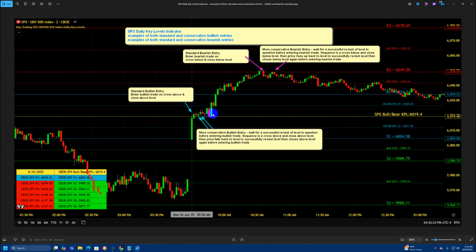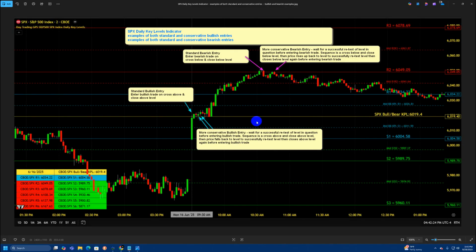Now, just to clarify, the stop loss on either one of these entries, whether you took this standard bullish entry or the more conservative retest required bullish entry, your standard stop loss is the first midpoint level below the level in question you're taking the entry from. In this sequence, this is taken from the BB-KPL, so your standard stop loss is the first midpoint level below the BB-KPL, which is this level here.